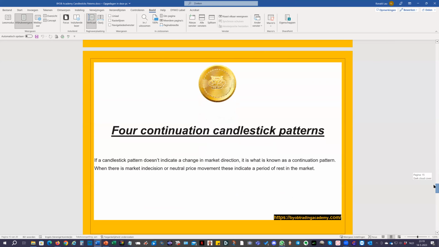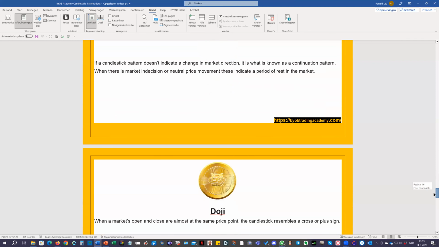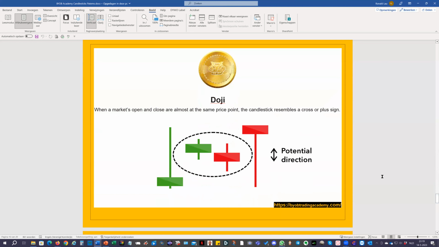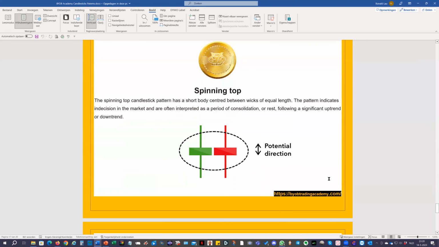And here we can see four patterns of continuation candles. Here, the doji candle. The doji candle, we can see, is like a plus with a small body. You can see that the wicks are almost equal or equal with a very small body. The spinning top, you can see that it looks like the doji candle, but the wicks are a little bit longer, but the body stays small.